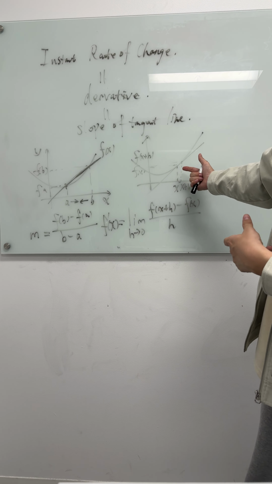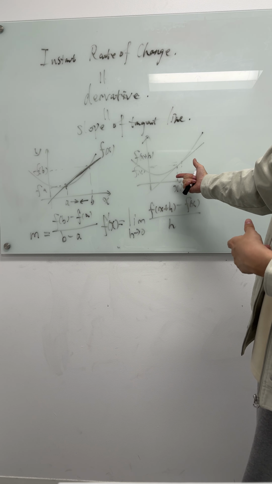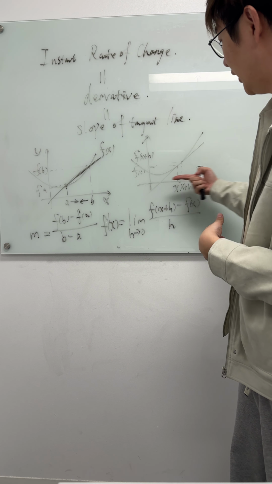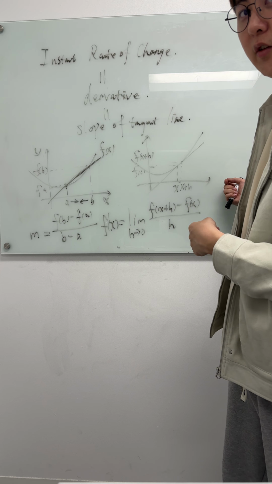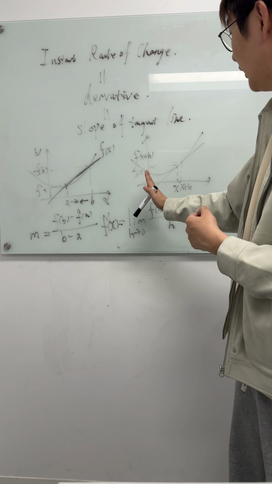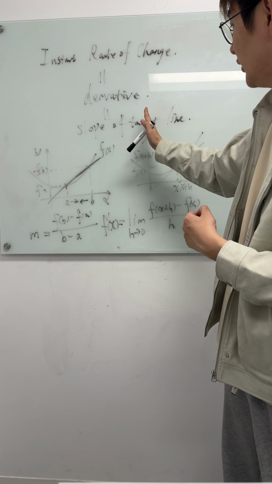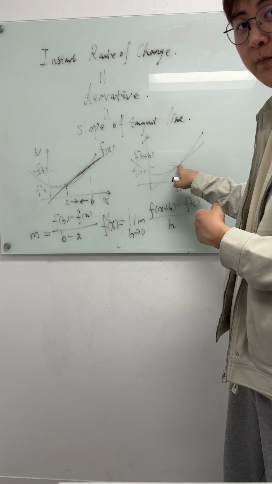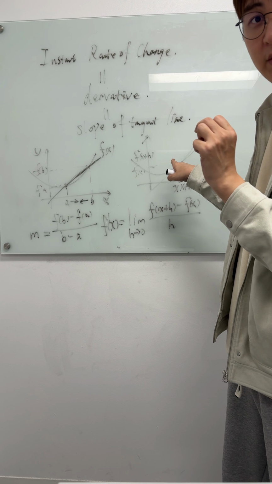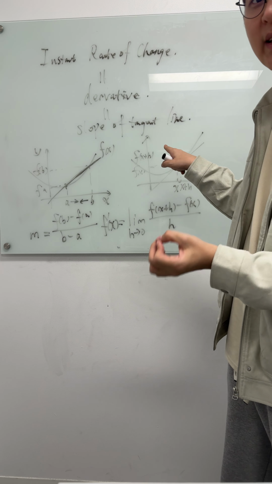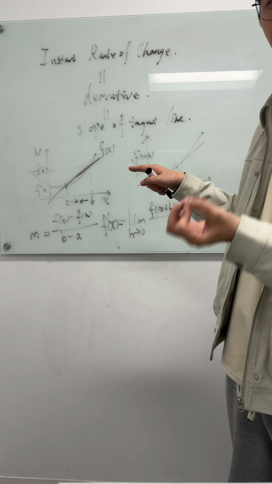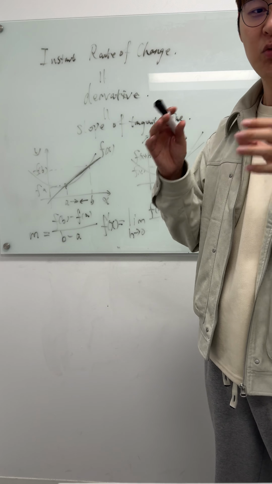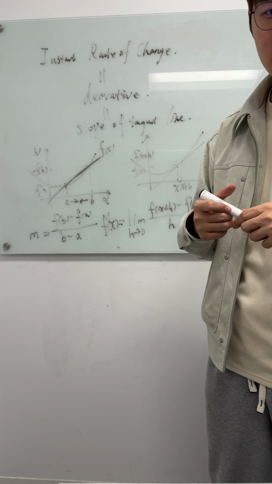Clearly, you can see that this is also the instantaneous rate of change, right? If this x value is the time, and this y is the position, the displacement, then this is what? It's the velocity at this point, right? It's the velocity at this point. That's what you see on the speedometer.